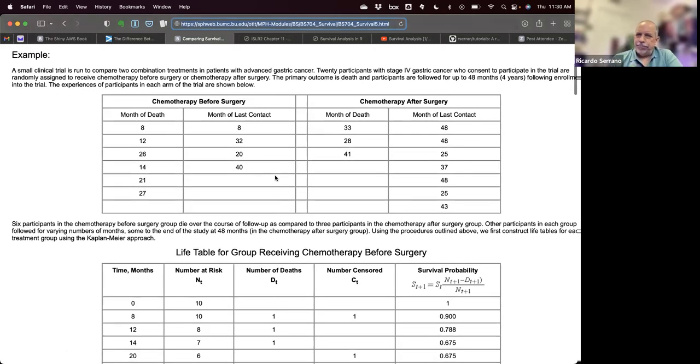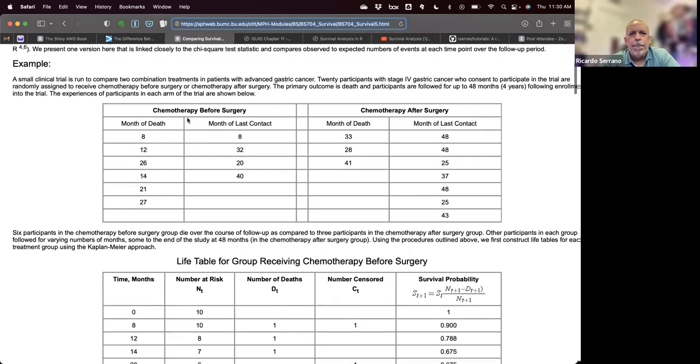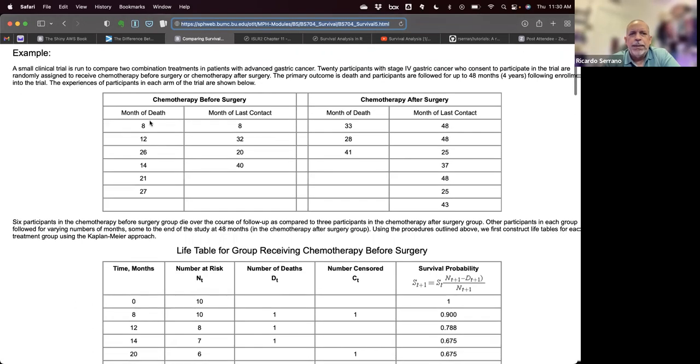So in this one, like in the brain cancer, there are patients undergoing chemotherapy, but the event that we're trying to study is the effect of surgery, before and after. And you have all this data. So the month of death in this study: this patient survived 8 months, and this patient survived 12 months. Here, the month of last contact, that's your censored data. For the month of last contact, it was also 8, for another patient it was 20, for another it was 32, and for another it was 40.